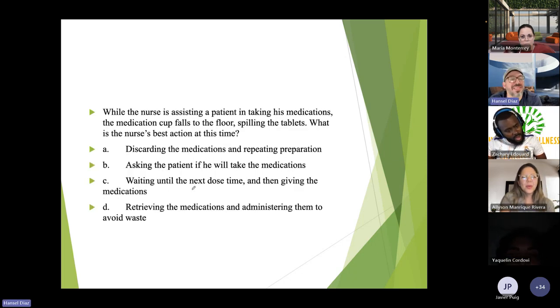When the nurse is assisting a patient taking his medication, the medication cup falls to the floor, spilling the tablets. What is the nurse's best action at this time? A. Discard the medication. Please, do not give the medication from the floor. That's worse than not washing the hands. We have a rule of 5 seconds. Not even in the restaurant, Zachary. Not even in the restaurant, brother.